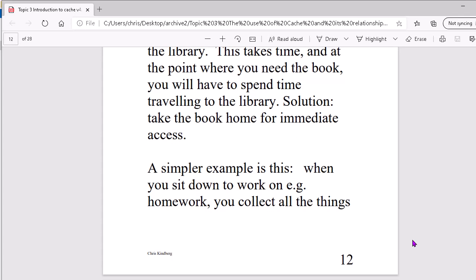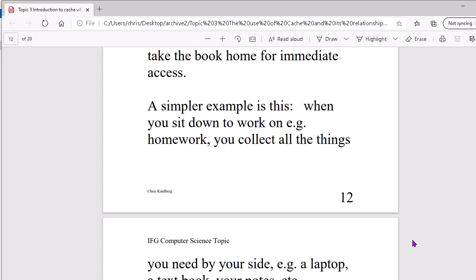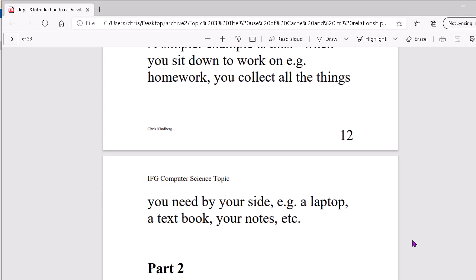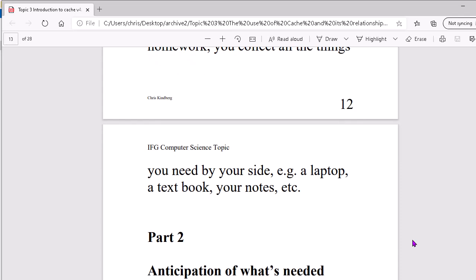Right. So, a simpler example of the applicability of the principle is this. When you sit down to work on, for example, your homework, typically you will collect all the things you need by your side. For example, a laptop, a textbook, your notes, pen and paper, a calculator, and so on. So that you don't waste time by having to go downstairs to get your laptop, bring it up, plug it in, get onto the internet, and you've got the textbook, and you can mark in the textbook the place that you need to read, and you've got your notes in case you need them, and so on.